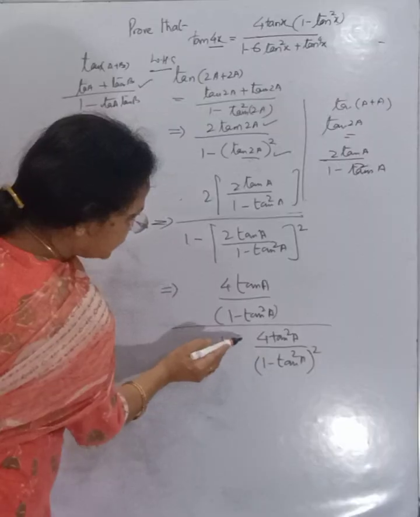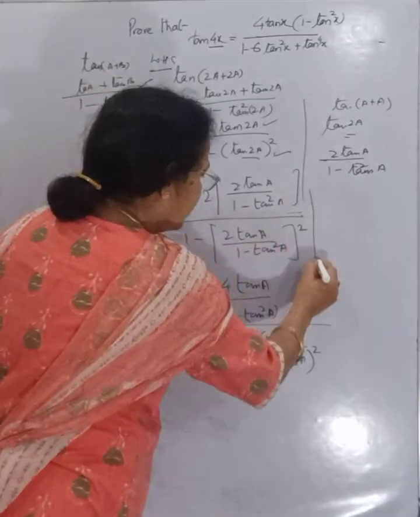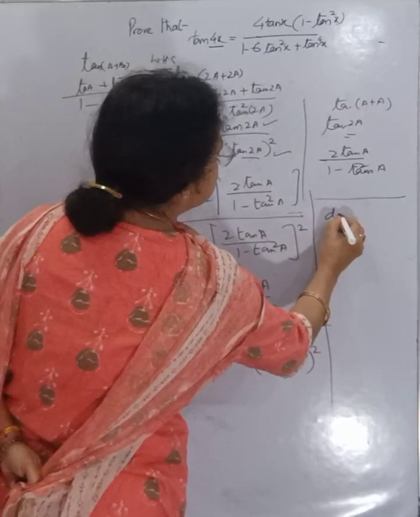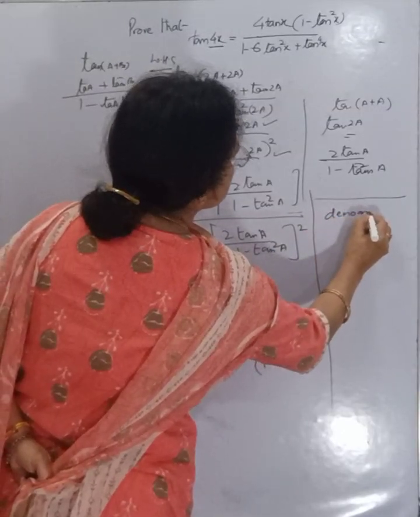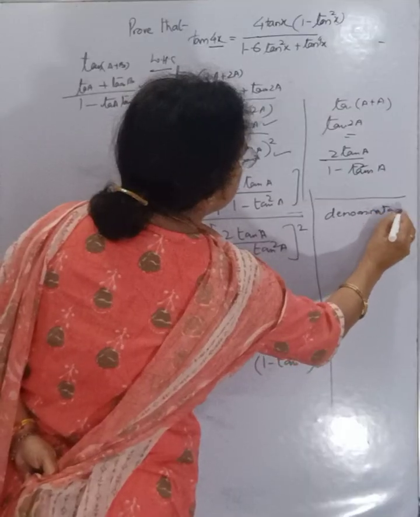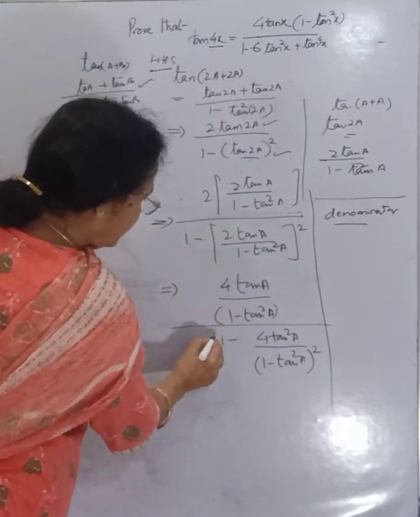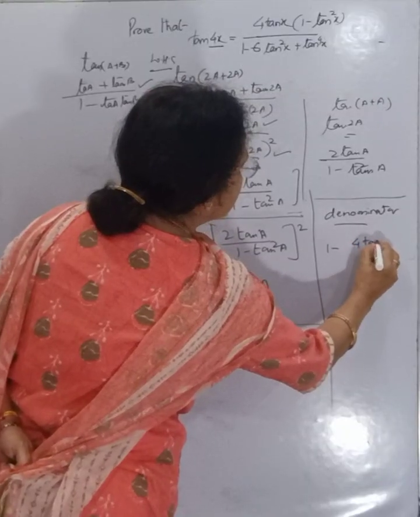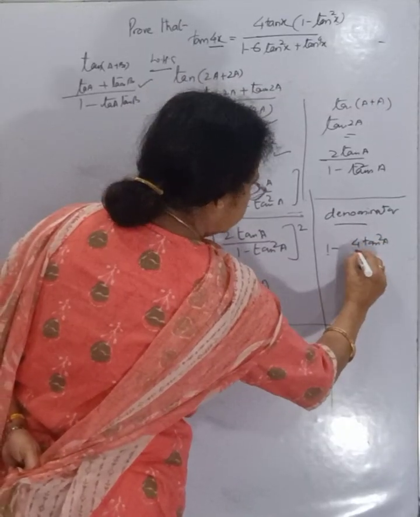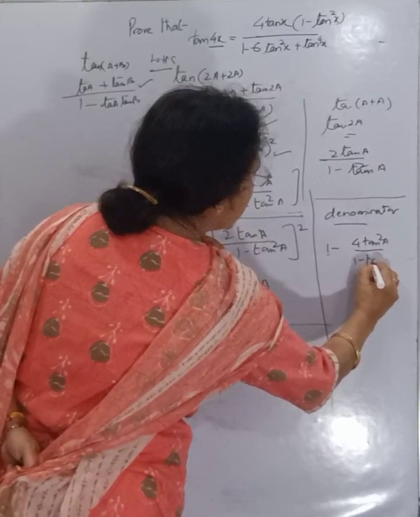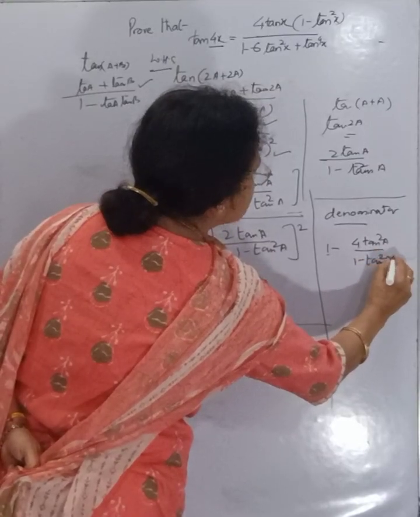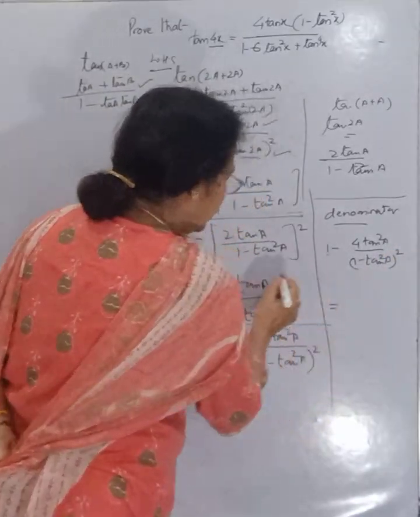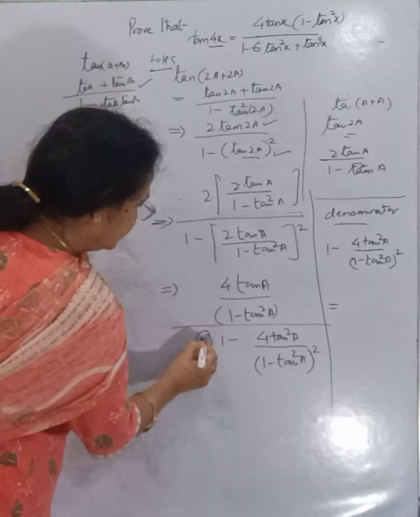The denominator is to be solved. Now we are solving the denominator. Our denominator is 1 minus 4 tan square a upon 1 minus tan square a whole square. So we are going to solve only this denominator, this portion. This is to be remembered.